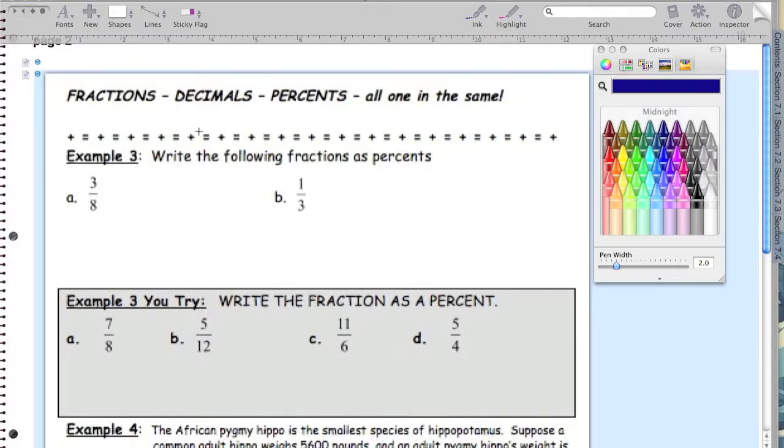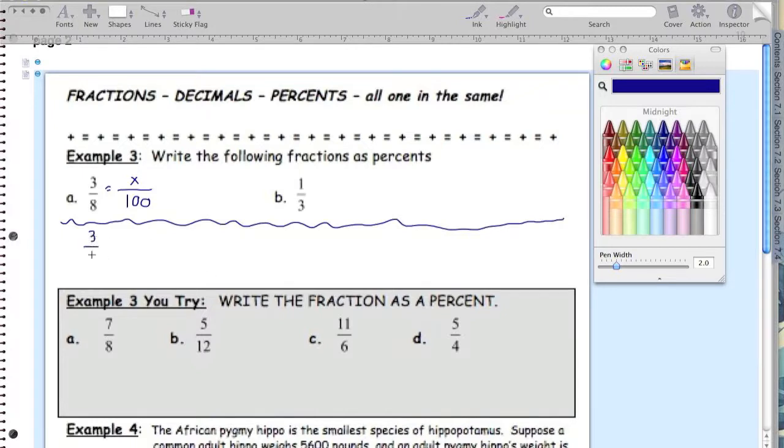Now in the last lesson, and actually in the first lesson, 7.1, we saw that if we have a fraction, we can write it as a percent by getting a denominator of 100, and we could cross multiply and get our answer, and all would be good. Well, sometimes there's easier ways of doing things, and that's what we're going to look at here.